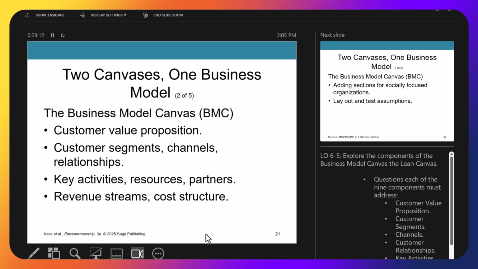Key activities. These are the things that you must be engaged in. When you look at the key activities, they are the things that you must do in order to get your product out there.